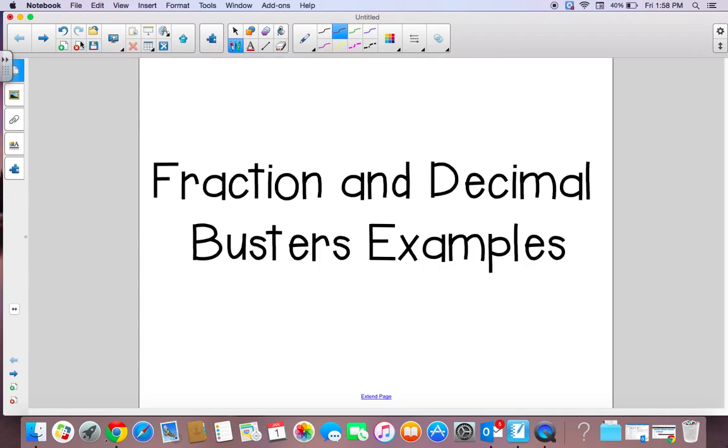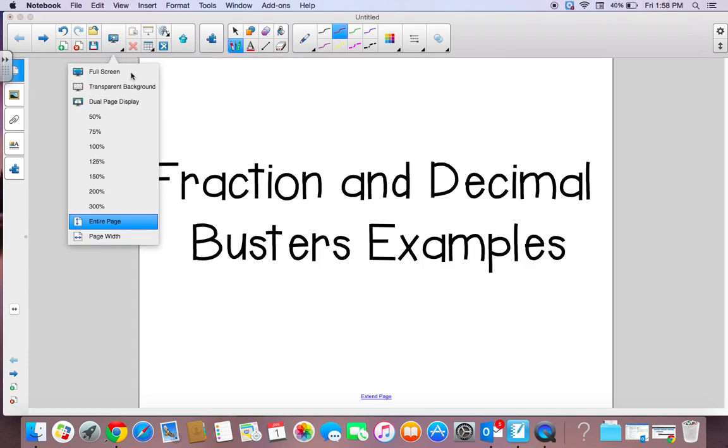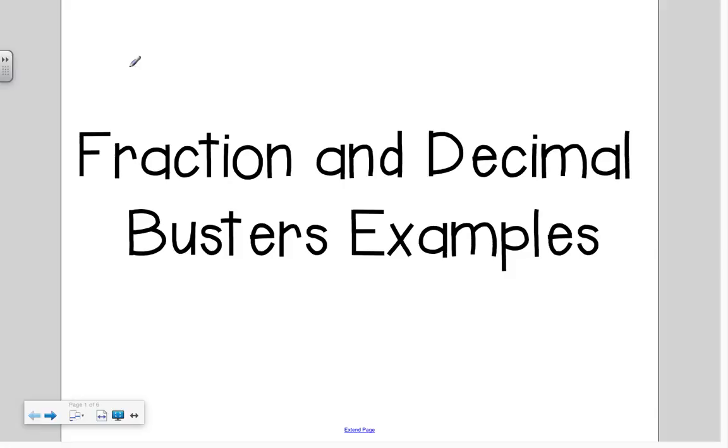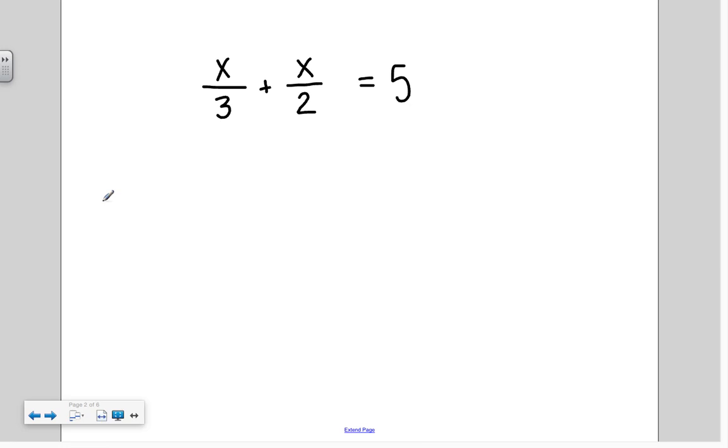All right, so today we're going to be doing a few examples of fractions and decimal busters. We're going to start with fraction busters. So remember that when we are trying to solve for x here, what's really happening with the 3 and the 2 and the fractions? They're dividing. So we need to undo dividing by 2 and 3. And in order to do that, we need to multiply by 2 and 3.